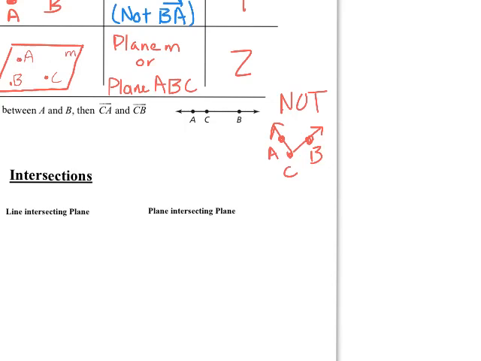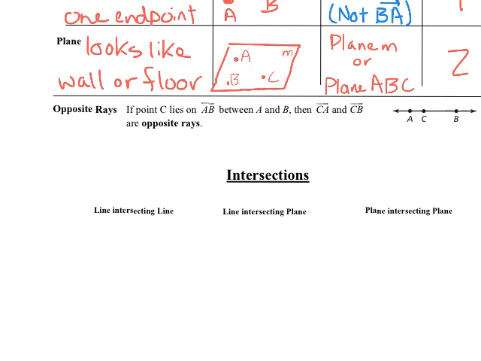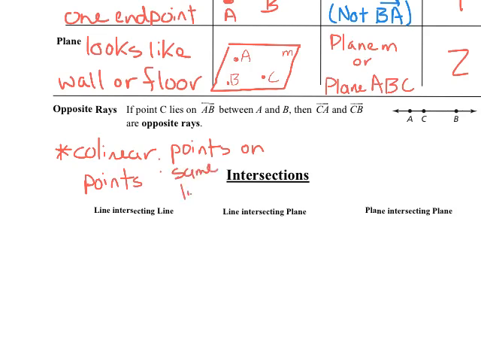Okay, and then I need to add a few things in here that did not make it into the notes the first time around. So let's just add these right under here. We need collinear points. Collinear points is a very simple concept. It's exactly like it sounds. It'd be points on the same line. So collinear points are points on the same line.